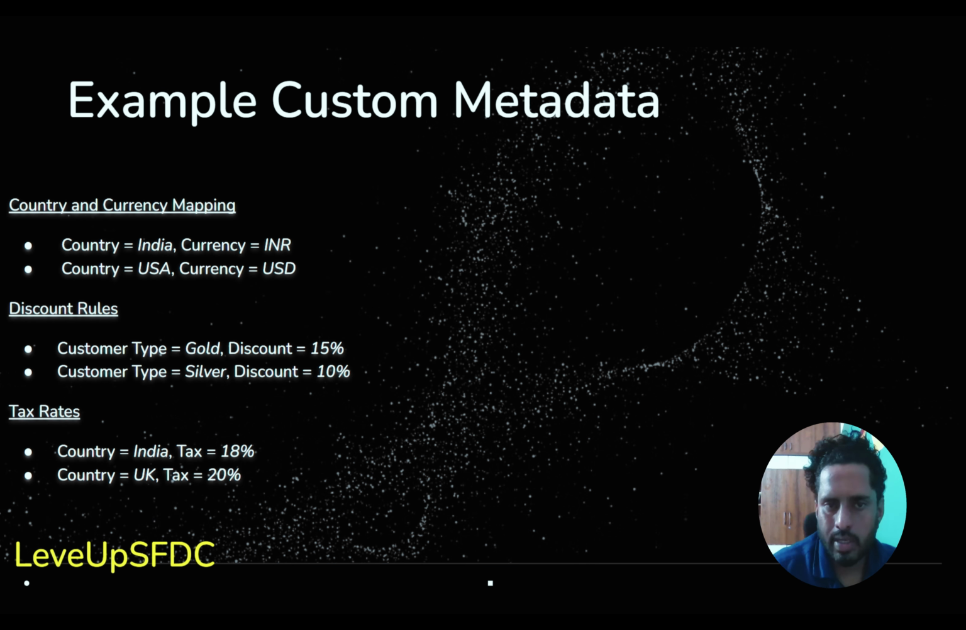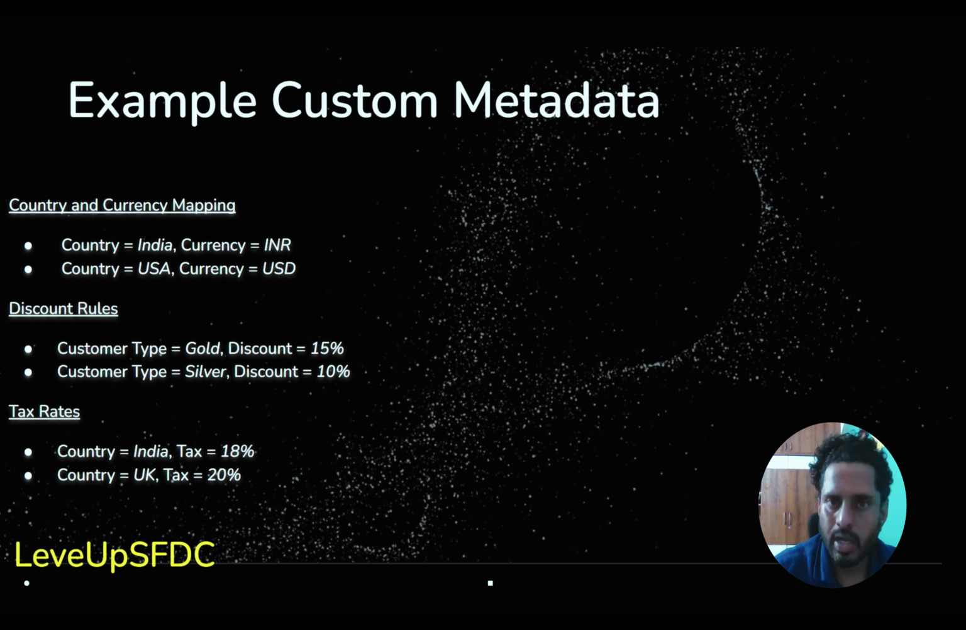Now let's talk about some examples of custom metadata. Here we are going to discuss three examples. One is a mapping between country and currency. When the country is India, the currency is INR, and this mapping can be stored in the metadata. The next example is about discount rules. We can set up data for the discount rules, like which customer will get how much percentage of discount. For example, a customer type of gold can have a discount of 15%.